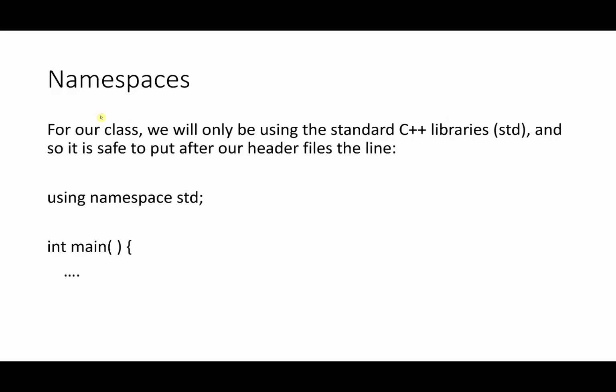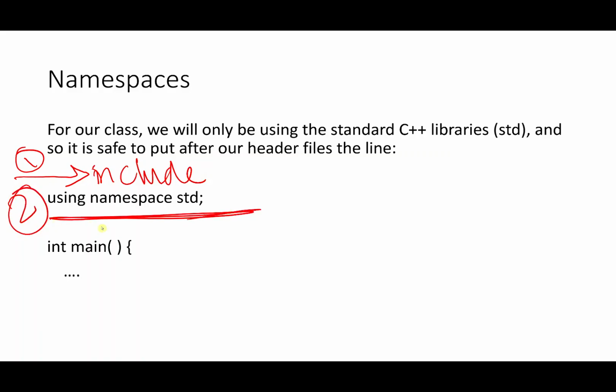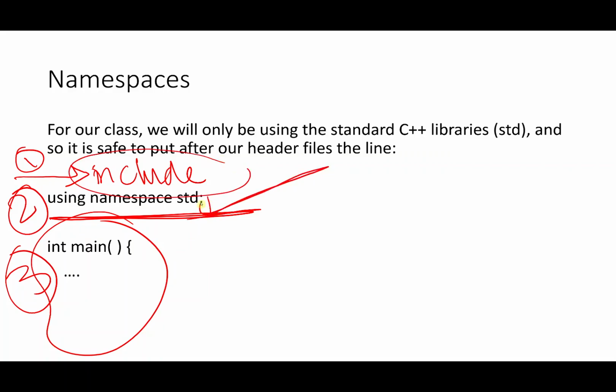what I tell my students, first make sure you have your include libraries in here. Include cstdlib, include iostream, include whatever you want. This is one, include. Two, make sure that you have using namespace std. Three, make sure that you have the main and everything else in here. This is how you set up your project. Always make sure that, okay, I have my includes, I have my using namespace std, because this is where most students would fall short, not having using namespace std.